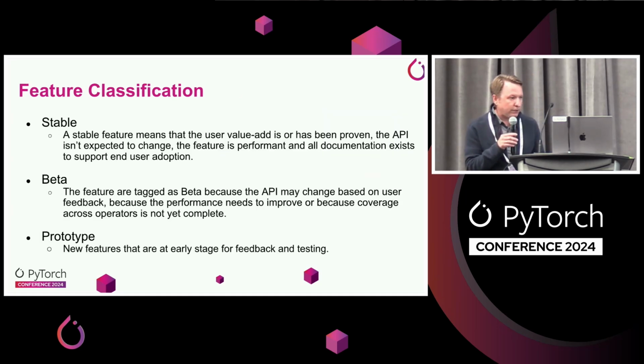So the feature classification. It's basically stable, beta, and prototype features. Stable features mean that the user value has been proven, the API is not expected to change, the feature is performant, and all documentation exists for this feature. For beta features, the API can still change. There may be some performance issues, missing coverage across operators, or other things that are not delivered yet. And the prototype features are the new features in the early stage of development and testing.